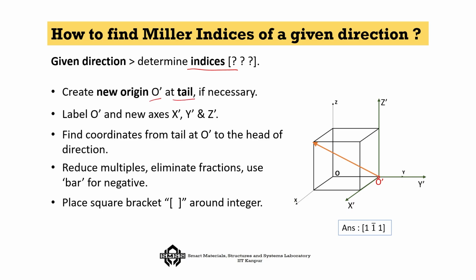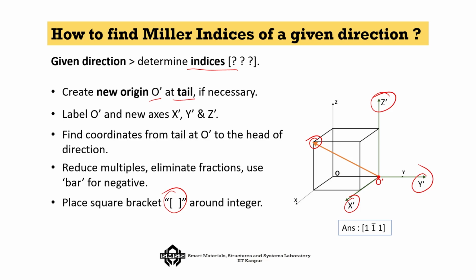At the tail you create the origin, label O prime, and new axes as x prime, y prime and z prime with respect to the tail. Find coordinates from tail at O prime to the head of the direction, reduce multiples, eliminate fractions, using bar for negative, and then you use these closing brackets around the integers.